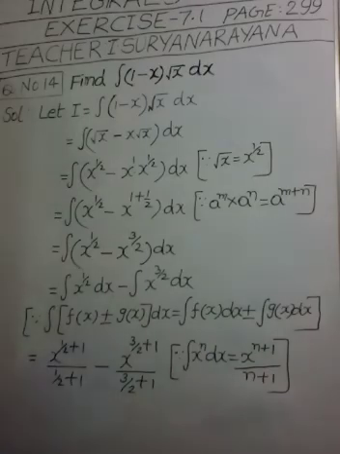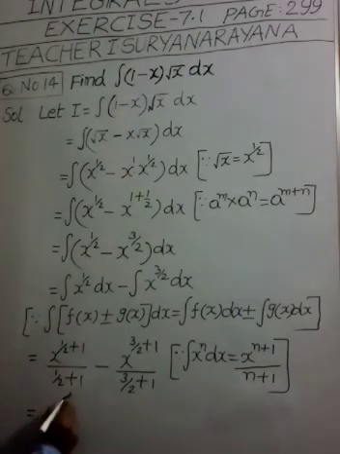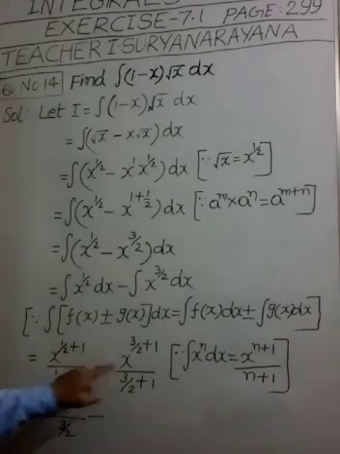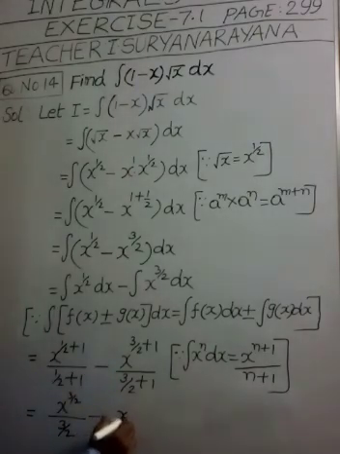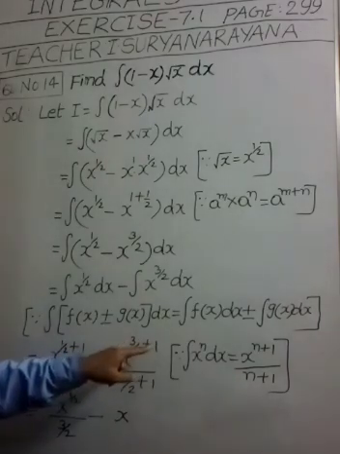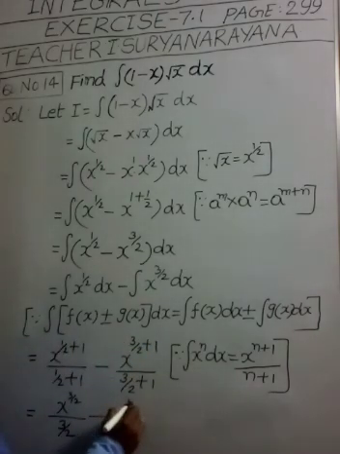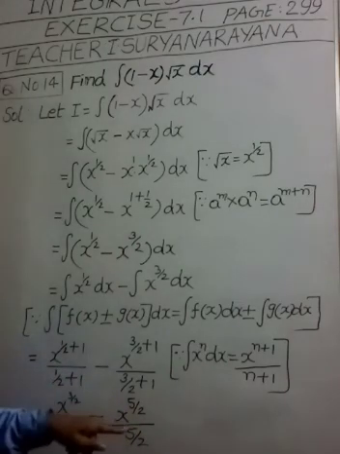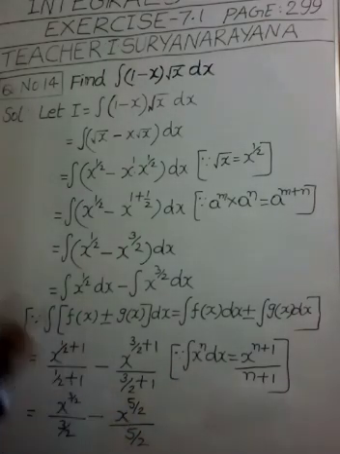Right. Integration part is over. Now let us simplify the terms. This is equal to, what will you get here? x to the power of 1 by 2 plus 1. We get 3 by 2 by 3 by 2. Understood this first term, my children? Right. Minus x to the power of 3 by 2 plus 1. What will you get? 5 by 2 by 5 by 2. Understood this second term, my children?